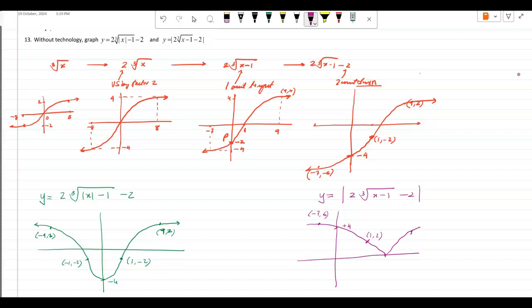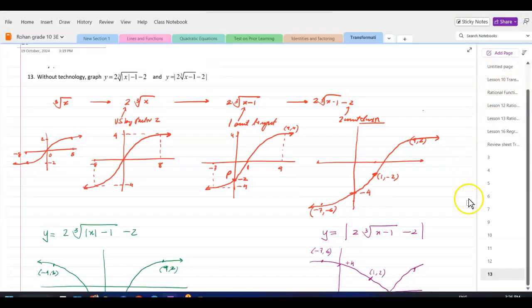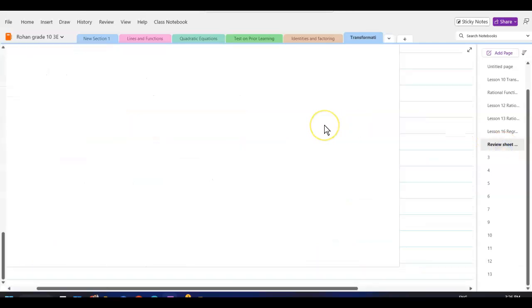I see. So modding the whole equation causes everything to be above the x-axis. Correct. And then modding just x causes the negative x side to disappear and reflects the positive. Please remember, very, very important. Please see this several times. Will do, especially this question.